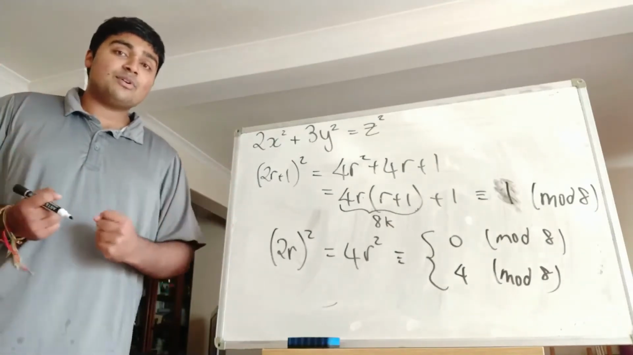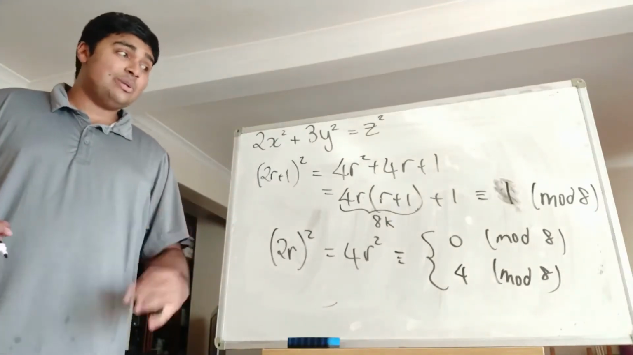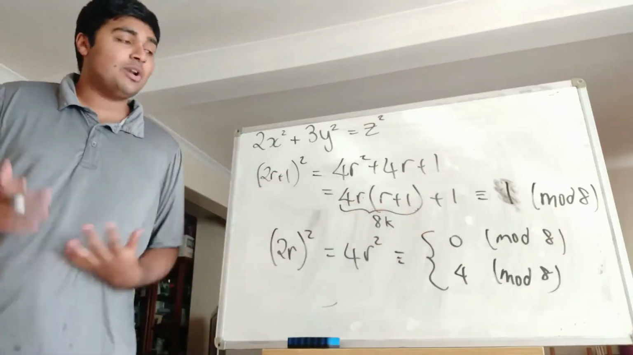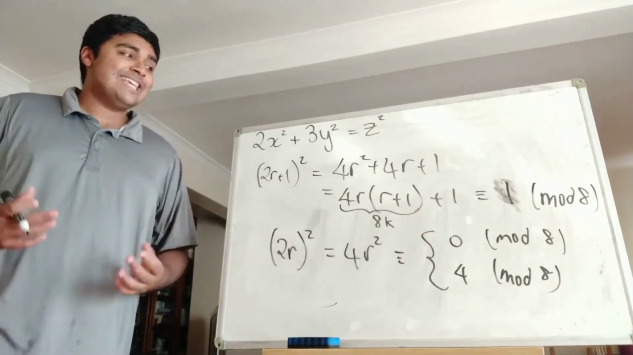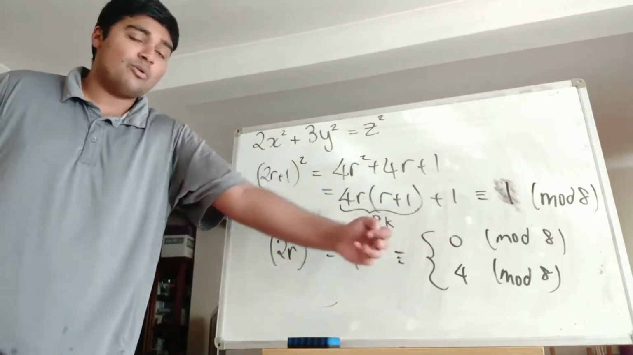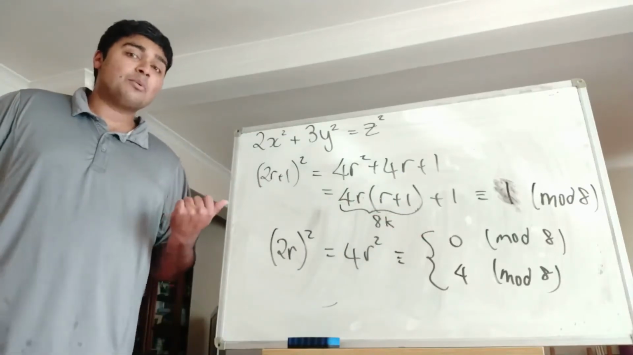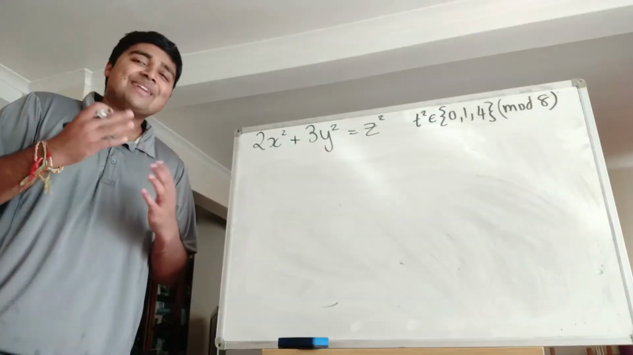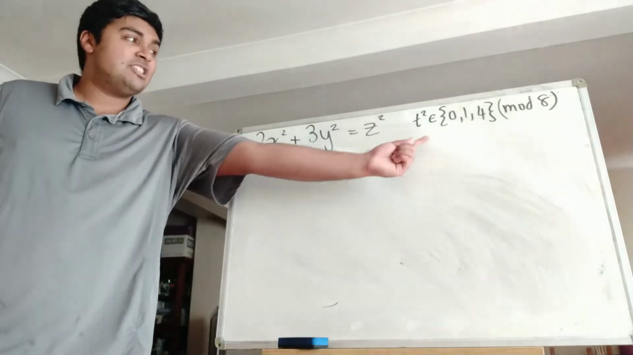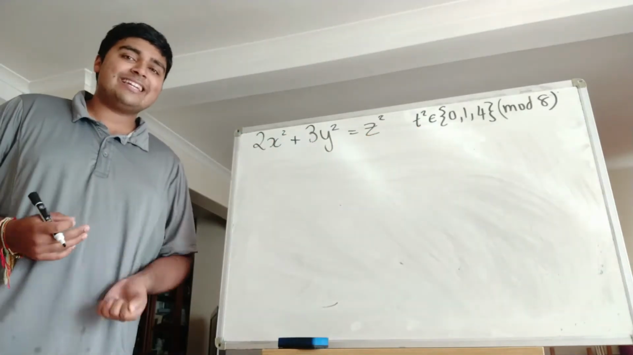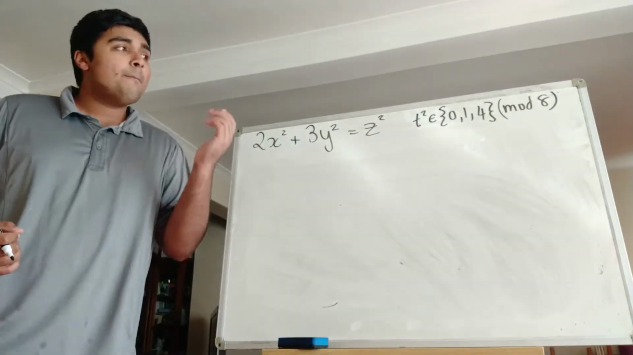So all in all, we've shown that any square number you take can only take one of three potential values mod 8. It's either 1, 0 or 4 mod 8. Let me clean up the whiteboard and we'll continue. Okay, so we've just proved that if we take some integer t and then square it, we're going to get 0, 1 or 4 mod 8.